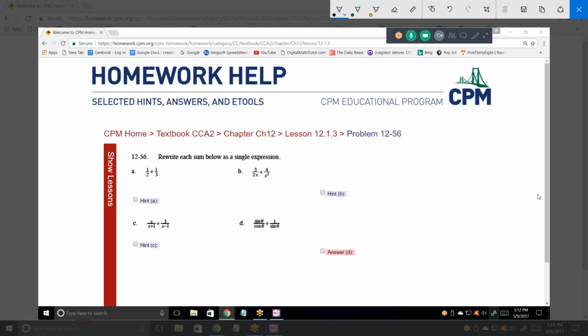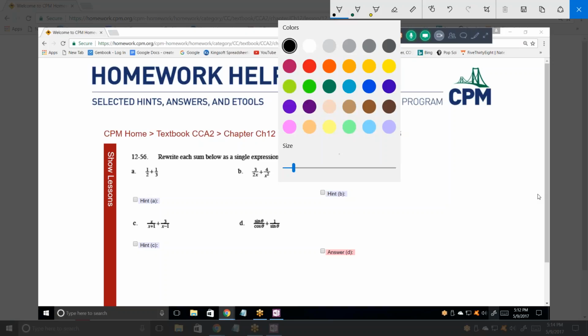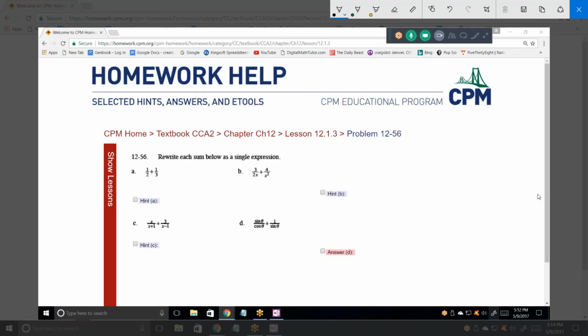Okay, how about number C? Least common denominator. X plus 1, x minus 1. And it's always a good idea to not multiply those together, just list them as factors. And I'll show you why.